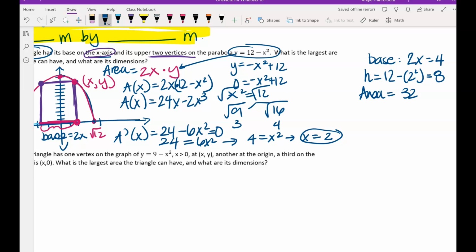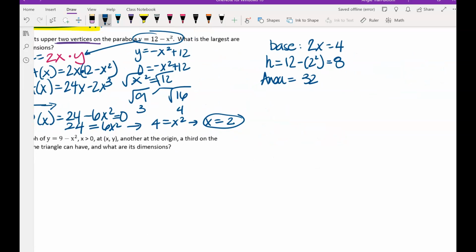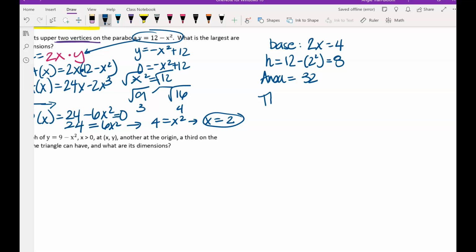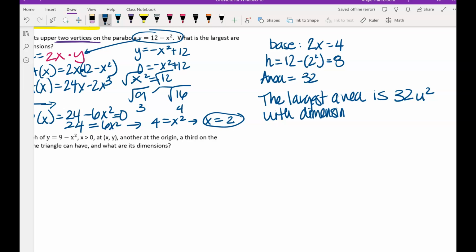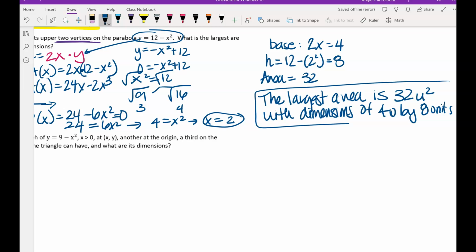So the area is 32 units squared. All right, let's write a complete sentence with all of that in there. The largest area is 32 units squared with dimensions of 4 units by 8 units. Okay, box that up.